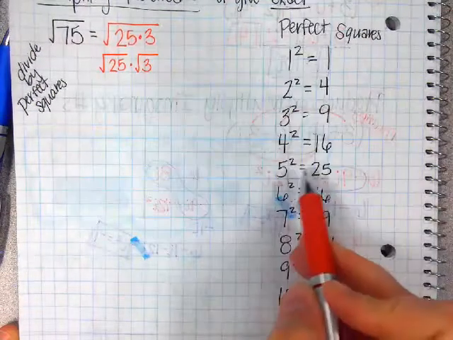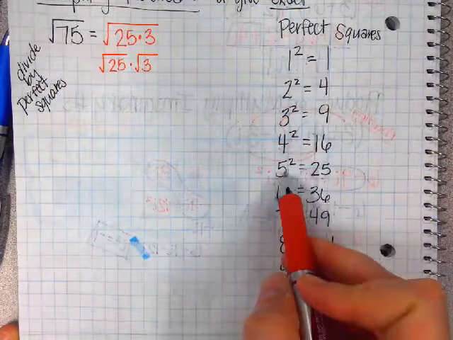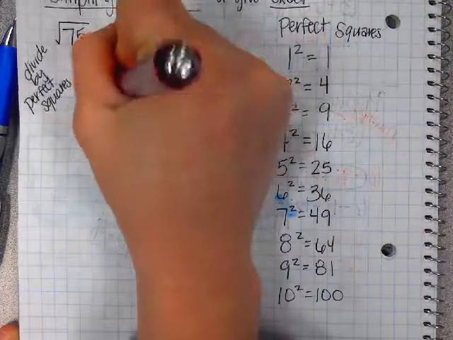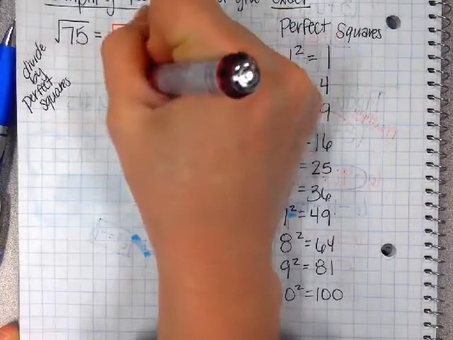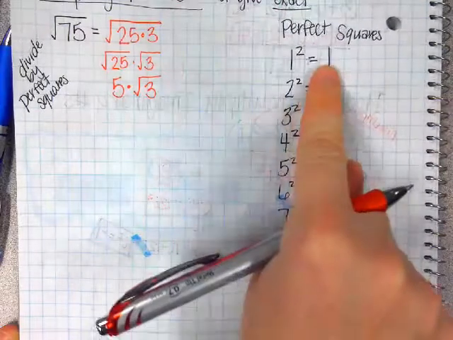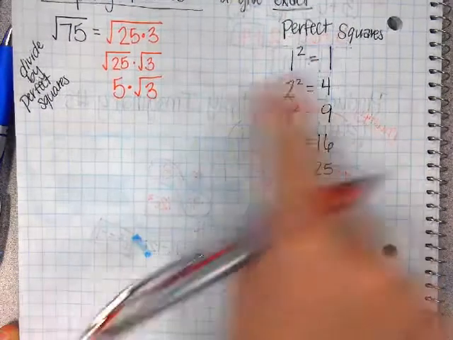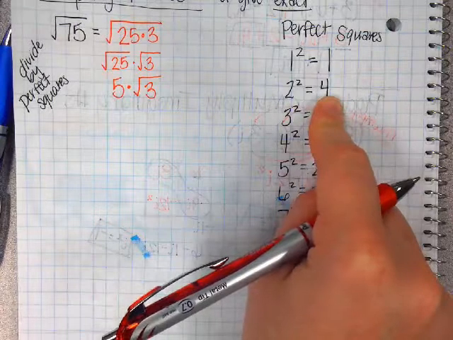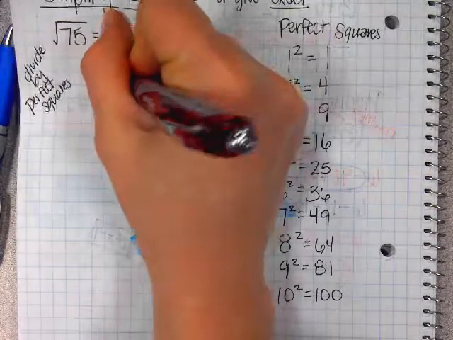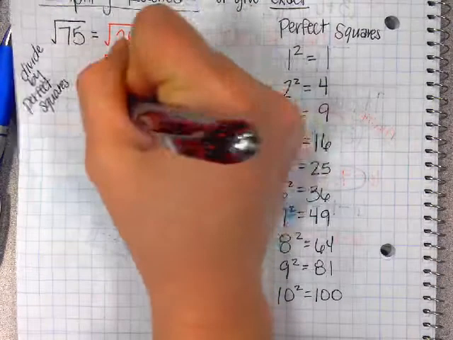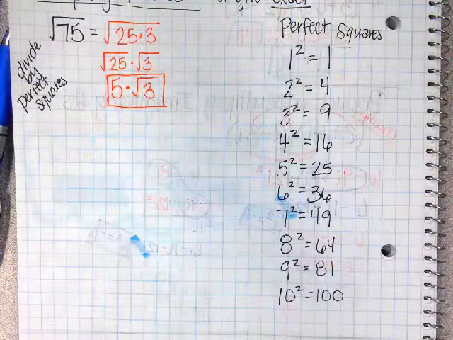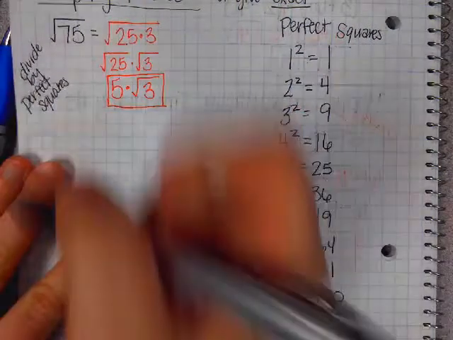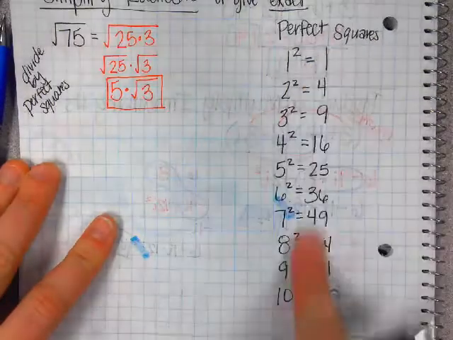So then we know the square root of 25 is 5. So 5 times the square root of 3, that can't reduce. If you divide by 1, that's not going to simplify anything for you. You can't divide it by 4. So this is the simplified form. Okay, so that was the first way that you can do it.